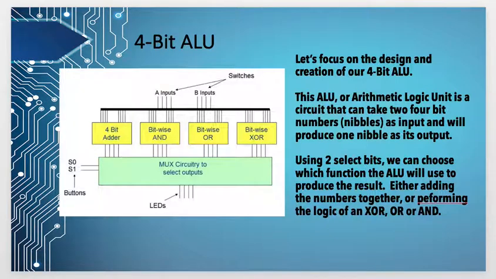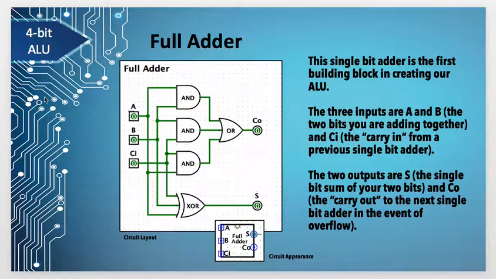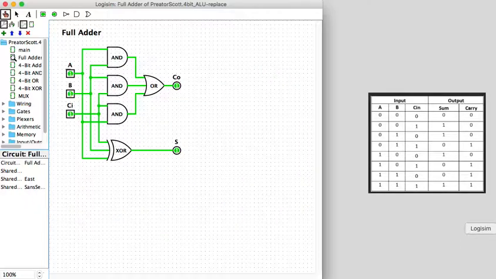Our first step in creating this would be to create a full adder. This is our first building block, or simple thing that we need to create. There are three inputs, A, B, and the carry in, and there are two outputs, the sum bit and the carry out. Let's pull this up in Logisim and make sure that we have it correct. We're going to reset our simulation.